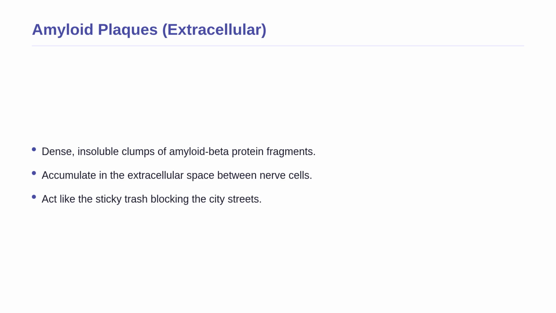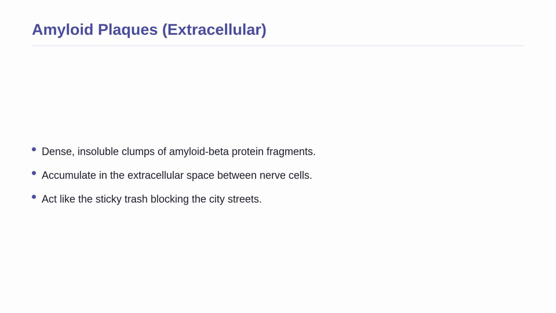Let us look closely at the first of these two toxic structures, amyloid plaques. These are dense, insoluble clumps formed from a protein fragment called amyloid beta. Crucially, these plaques accumulate in the spaces between the nerve cells, which we call the extracellular space.